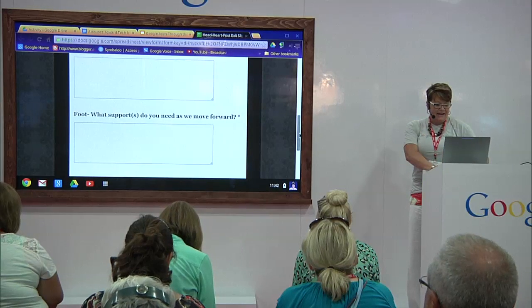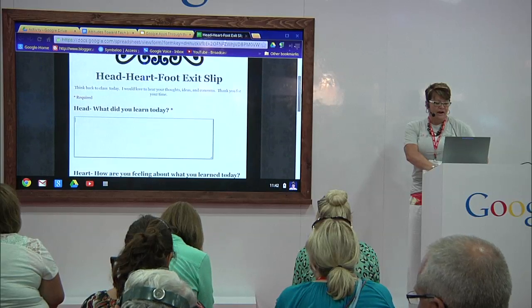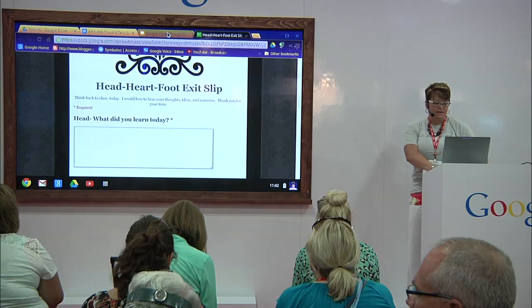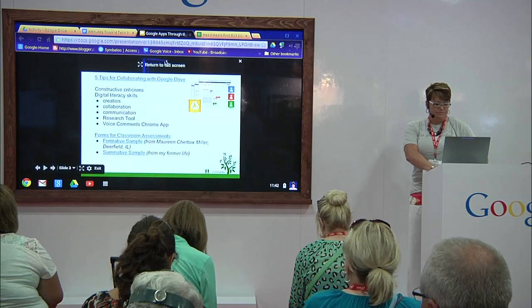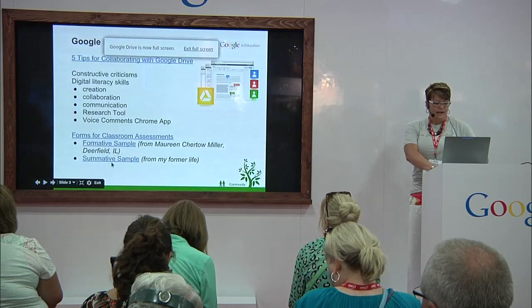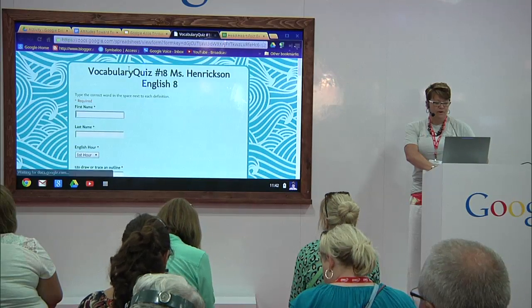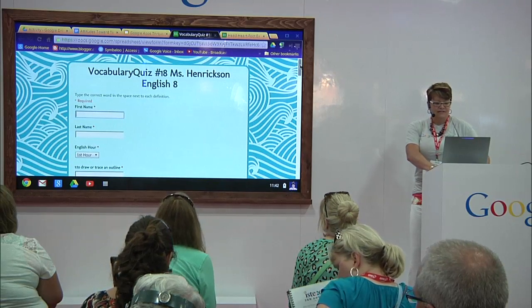So that is the head, heart, and foot formative assessment. And a summative assessment sample is one that, actually, I made several of these.